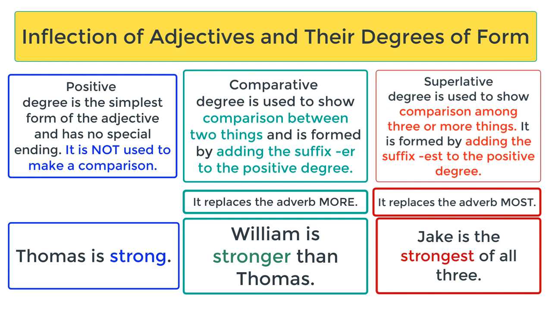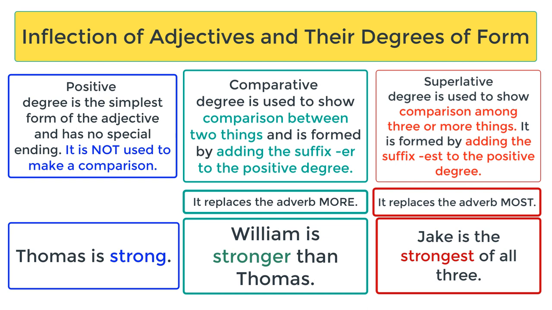So if we look at the 3 degrees of the adjective strong, we can see in the positive, Thomas is strong. In the comparative, William is stronger than Thomas. And in the superlative, Jake is the strongest of the 3, or Jake is the strongest of all. This means that Jake is the most strong.